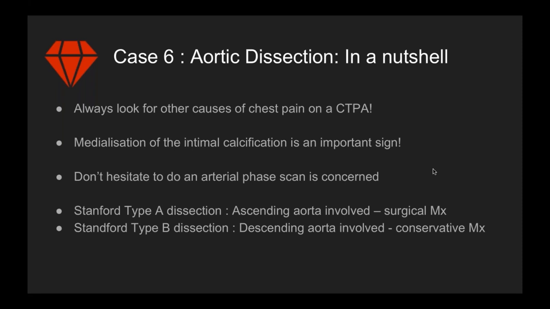The classification that's often used is the Stanford, sorry about the typo there, Stanford dissection. So type A is when the ascending aorta is involved, which usually has a surgical management, and type B is when the descending aorta is involved, which usually has a more conservative management.